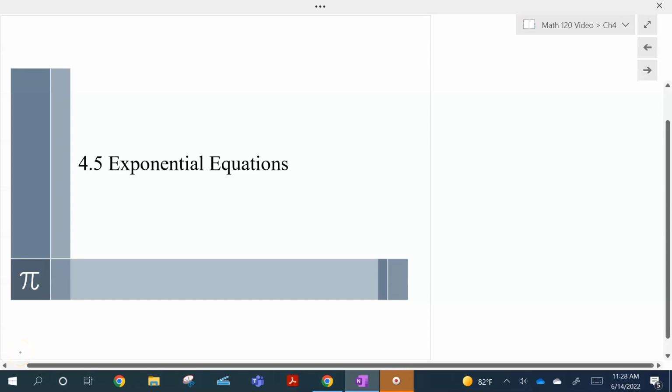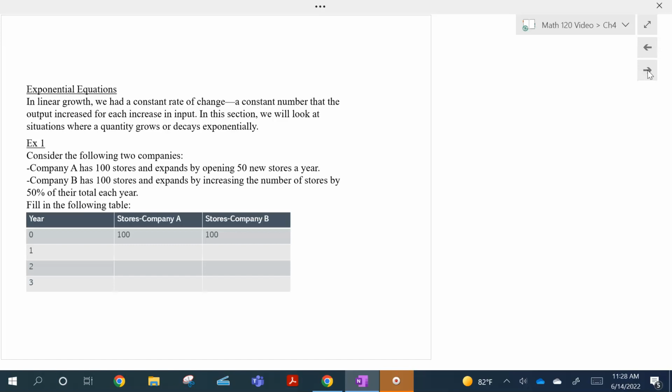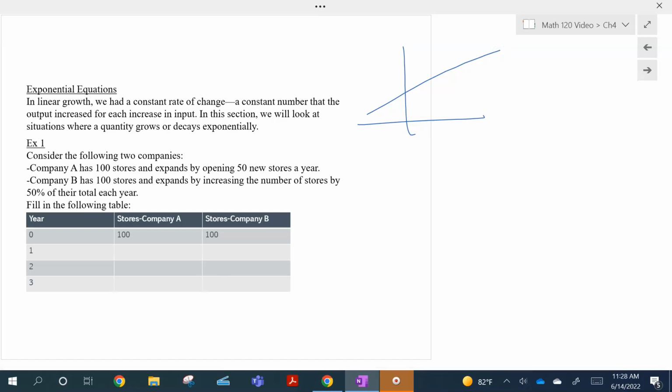We're going to take a look at exponential equations today. So far we've had linear growth, right, where we have something with some sort of constant rate of change, and the slope determines the steepness of that. In this section, we're going to look where a quantity grows or decays exponentially. I think it's good to look at a couple examples with some data here initially.